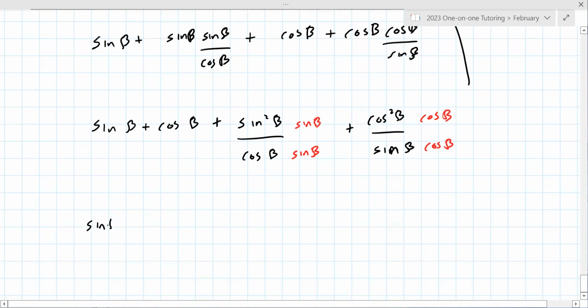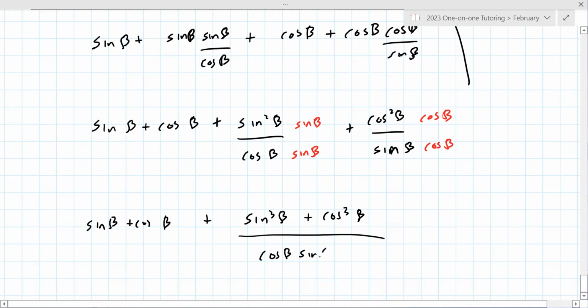So we got sine beta plus cosine beta, sine cubed beta plus cosine cubed beta over cosine beta sine beta, like that.